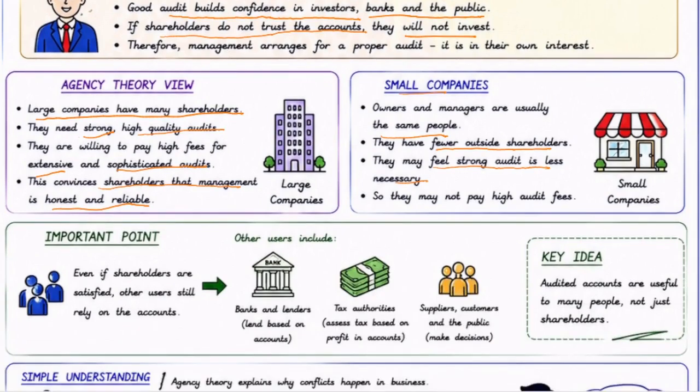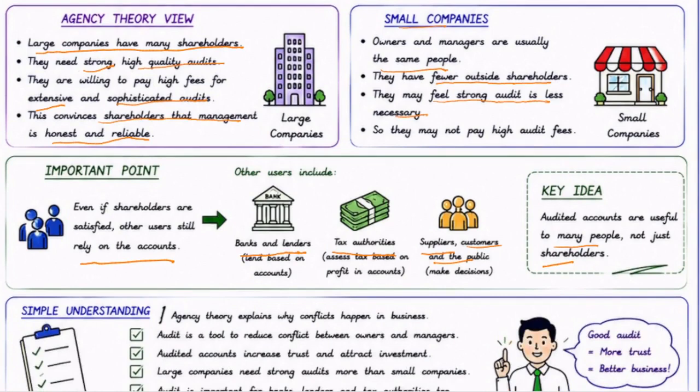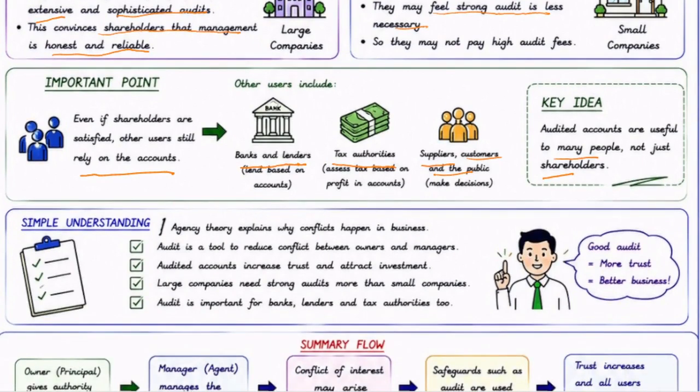But the important point is this: even if shareholders are satisfied, other users still rely on the accounts. And when we say other users, we are referring to banks and lenders, tax authorities, suppliers, customers, and the public. So audited accounts are useful to many people, not just shareholders. Now, what is the simple understanding that we must remember? Agency theory explains why conflict of interest happens in business.